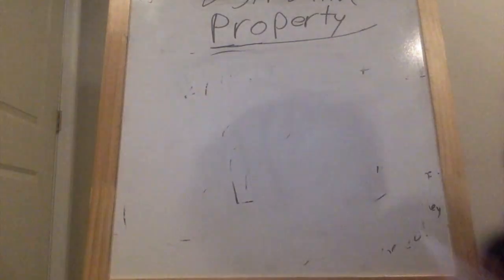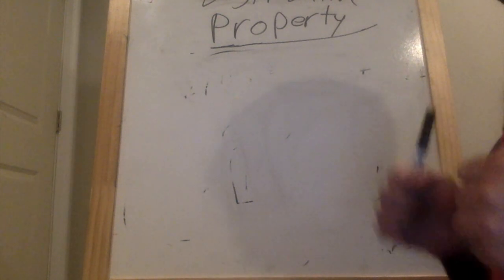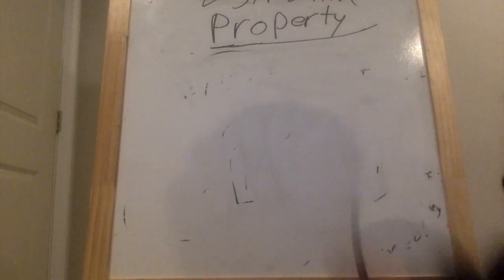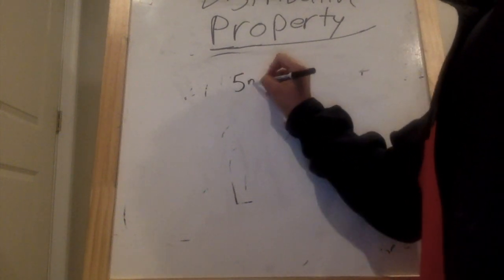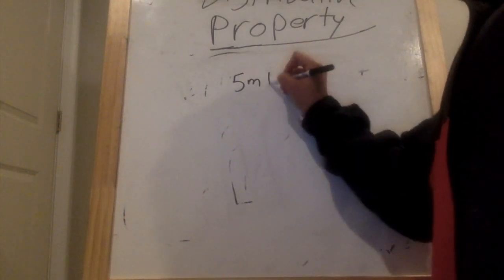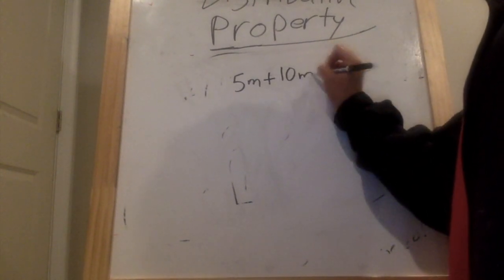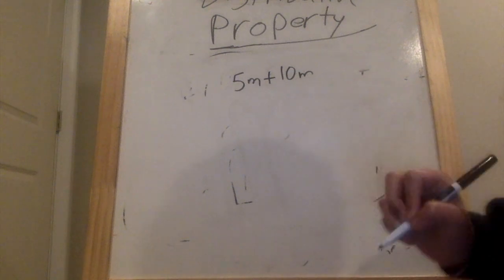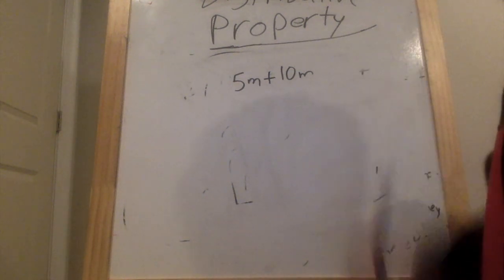Now let's solve the word problem. Remember, I told you to highlight and circle the values that are important. So what do we know? We know that Brenda has 5 muffins, 5M, plus George has 10 muffins, 10M. M stands for muffins. So now they know that they need 2 times the amount of muffins.